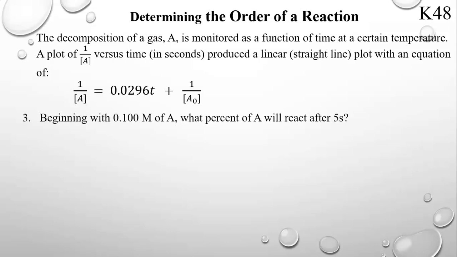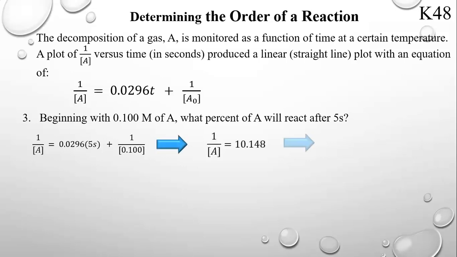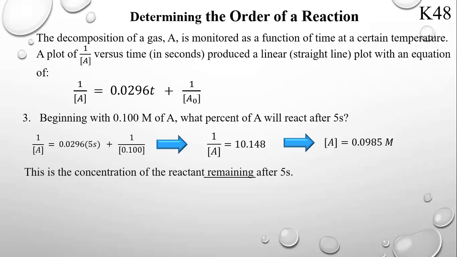Okay, so there we go. Same question. Everything there is the same. There's the equation again. And so what you will get is concentration of A is 0.0985 molar. So this is the concentration of the reactant that's remaining after 5 seconds. Remember, that's not the amount that was used up or consumed. That's the amount that's left.